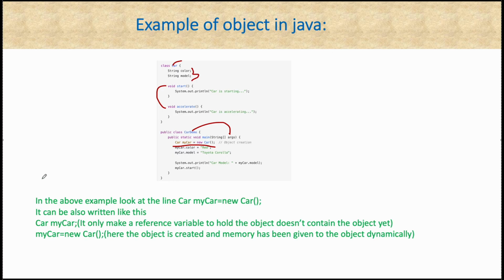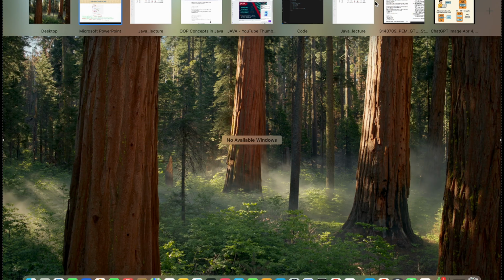In the above example, look at the line Car myCar = new Car(). Actually, this is the line that is creating the object. It can also be written like this: Car myCar. It only makes a reference variable to hold the object, it doesn't contain the object yet. Then myCar = new Car(). Here the object is created. Memory has been given to the object dynamically. What does this mean? Let's take an example.